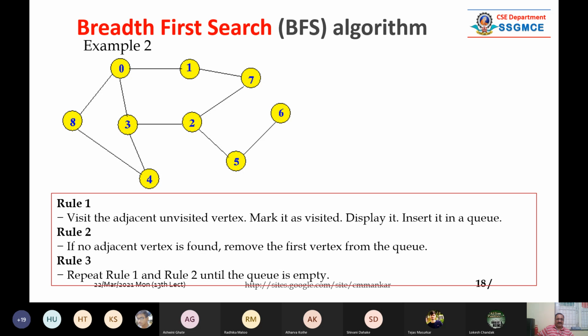So again, rule number 1 is that visit the adjacent unvisited vertex. If you start from 0 then you have 2 choices, 8 and 1. You can go to node 1 or node 8, and then you have to mark it, and whichever ones you visited, you have to enqueue them, meaning put them in the queue. If no adjacent vertex is found, remove the first vertex from the queue. So our first vertex will be 1, so we will take 1 out, then we will start from 8, like that. So this is one way of realizing.